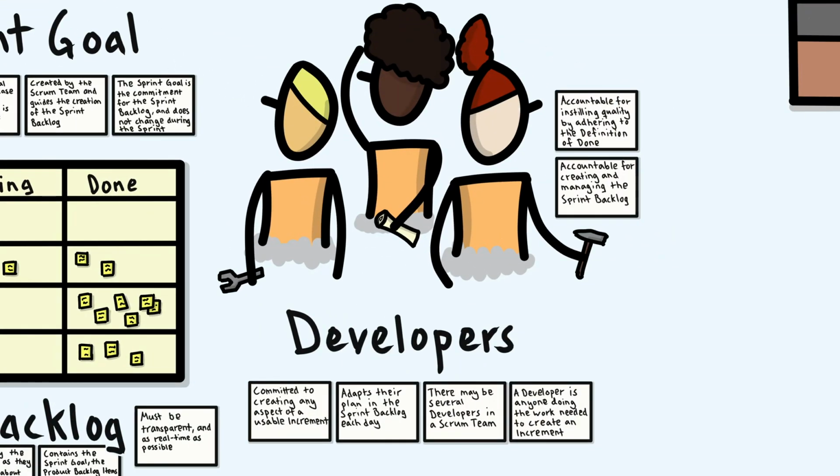Next are the amazing developers. They are accountable for instilling quality into the product by adhering to a definition of done, and for creating and managing the sprint backlog. The developers are committed to creating any aspect of a usable increment and are the ones who decide how they go about doing it. They also adapt the sprint backlog each day as needed in order to achieve the sprint goal. And there may be several developers in a Scrum team. It is worth noting that the term developer includes anyone doing any of the work needed to create an increment. For example, design, marketing, analysis, construction, testing, maintenance, and research.